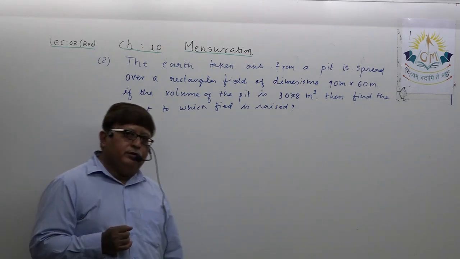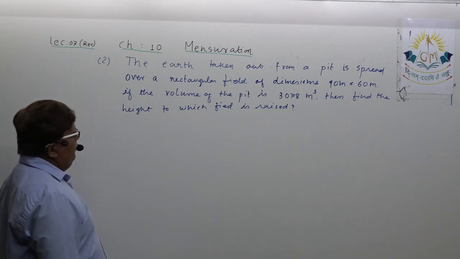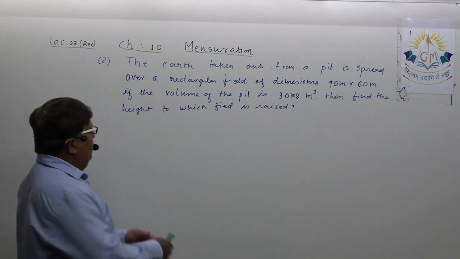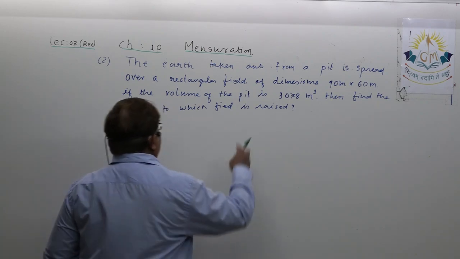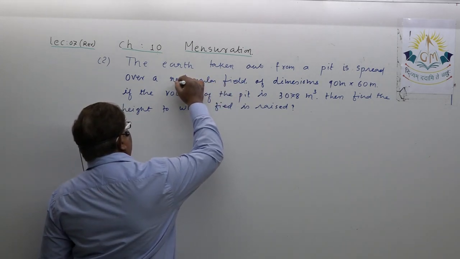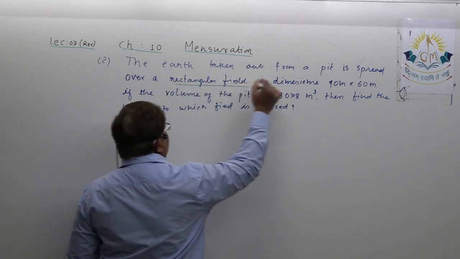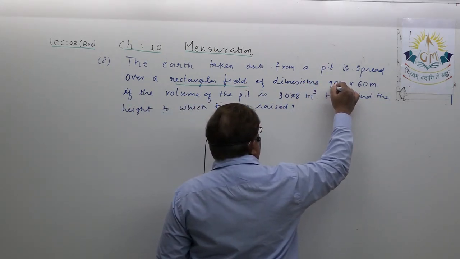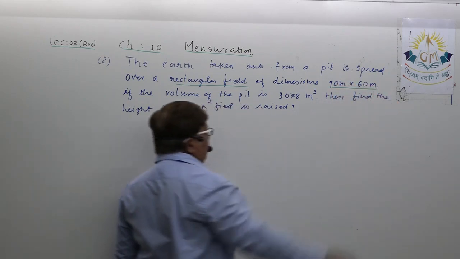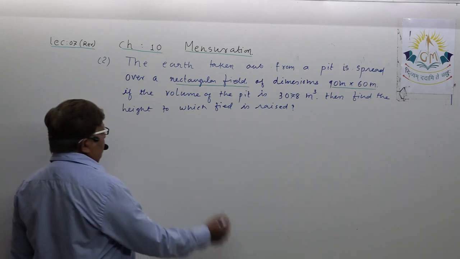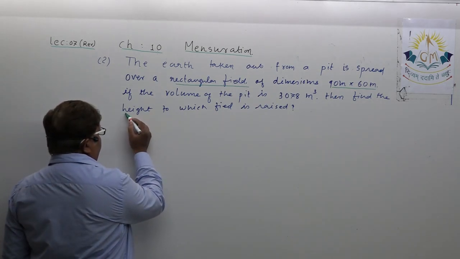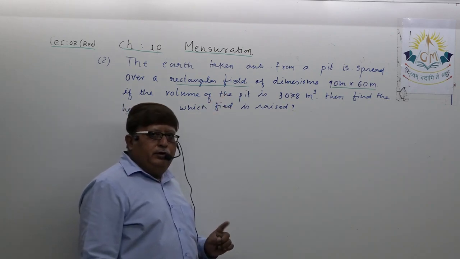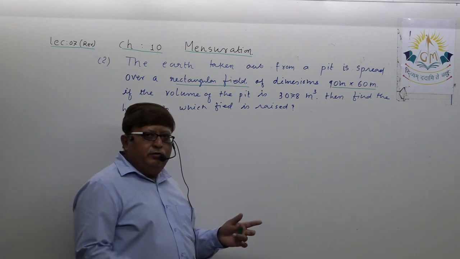Here, dear student, what has been given, first you try to locate some of the important words. Rectangular field of dimension. Obviously, first two dimensions, length and breadth. You have to find to which height the field is raised. So one solid is cuboidal, that is the field.